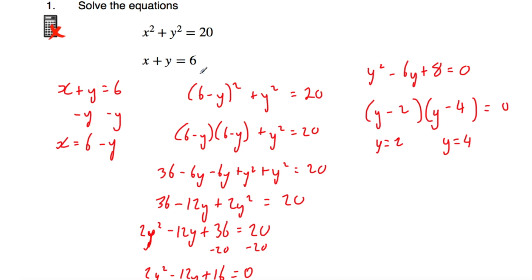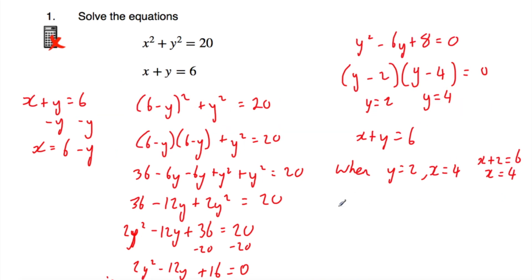We now want to find a value for x. So we're going to have to substitute these values into one of our equations, and I think the linear is obviously the best one to choose. So we get x plus y is equal to 6. So when y is equal to 2, we're going to have x plus 2 is equal to 6. That means that x is equal to 4, because if you take 2 away from both sides, you're going to get x is equal to 4. So it means whenever y is equal to 2, x is equal to 4.